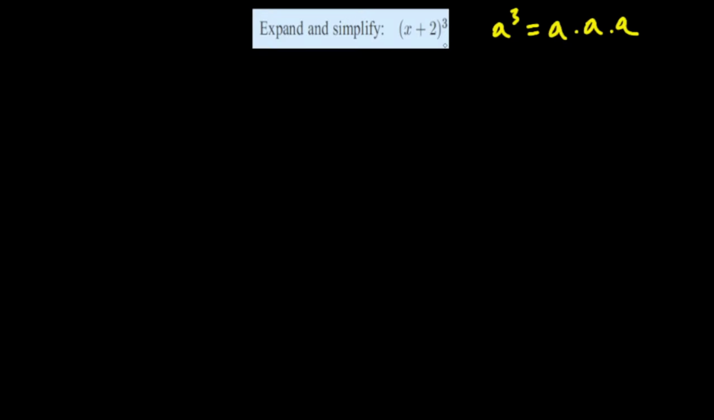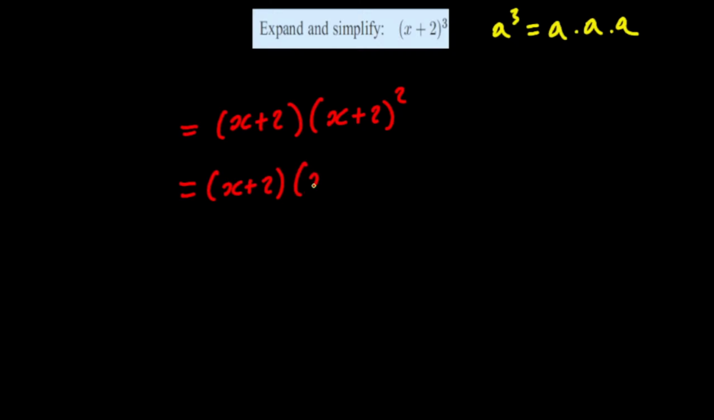So with that information, we can expand and simplify (x+2)³. So we'll get (x+2)³ can also be written as (x+2)(x+2)². And you already know how to solve (x+2)², so we can expand this further. We'll get (x+2)(x²+4x+4).